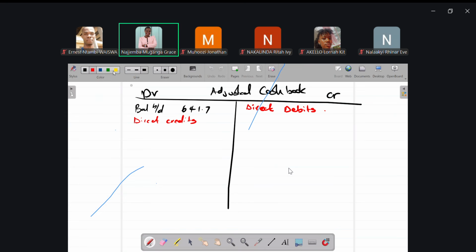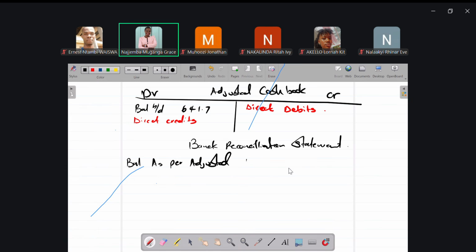So that's the balance that we have. This doesn't bring it out well. Needed some serious transactions. Okay, then I can move to the bank reconciliation statement. Balance as per adjusted cash book. What do you add back?